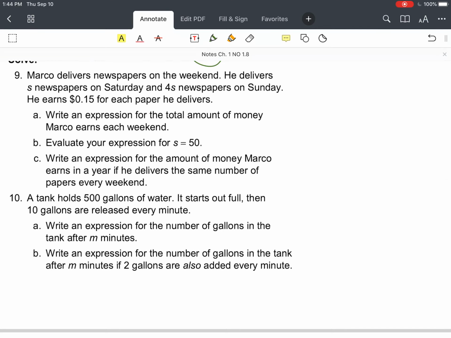Number 9, Marco delivers newspapers on the weekend. He delivers S newspapers on Saturday, so let's highlight that, that's probably important, and 4S newspapers on Sunday. He earns 15 cents for each paper he delivers. Again, that's important. Letter A, write an expression for the total amount of money Marco earns each weekend.